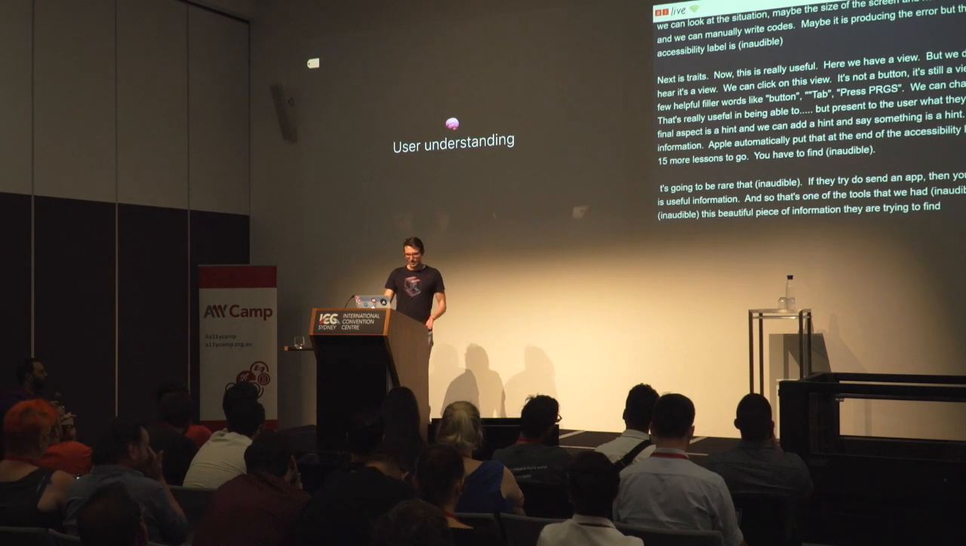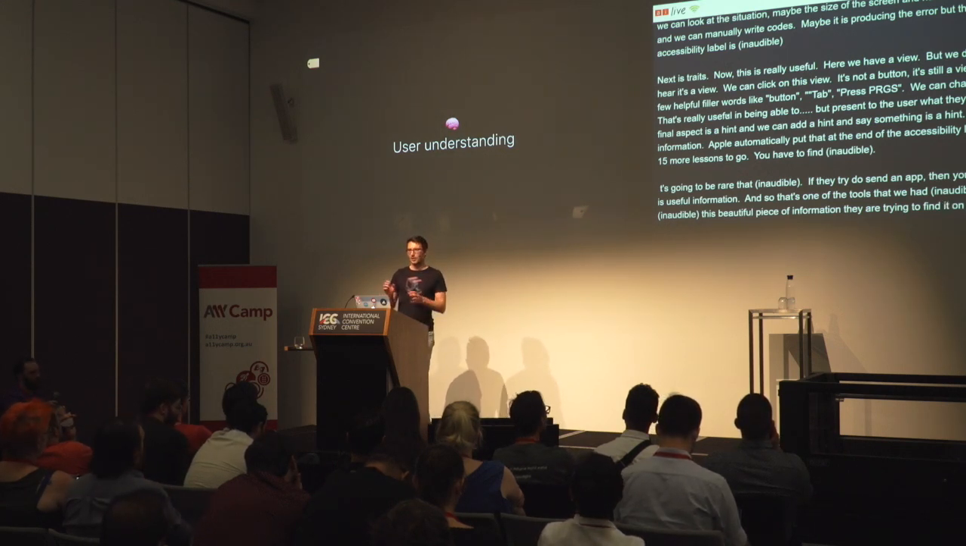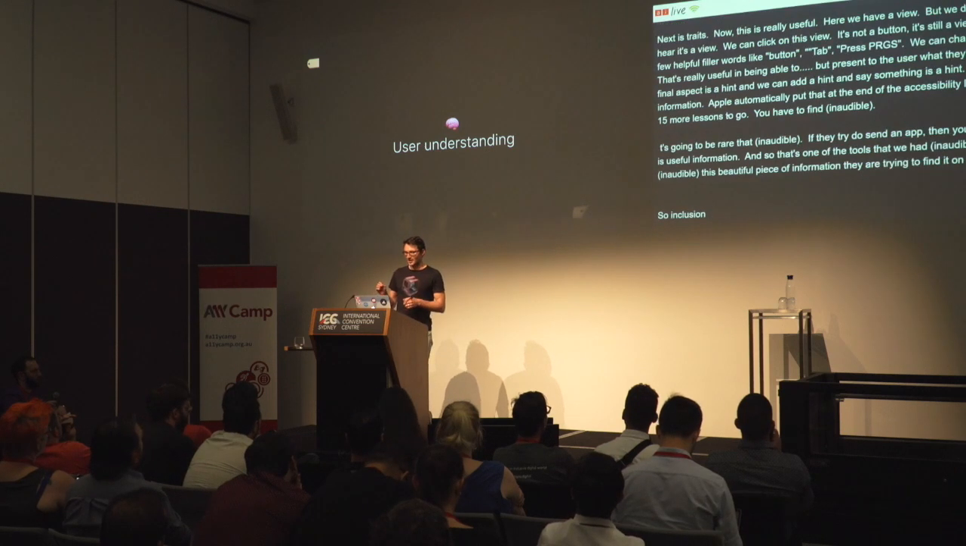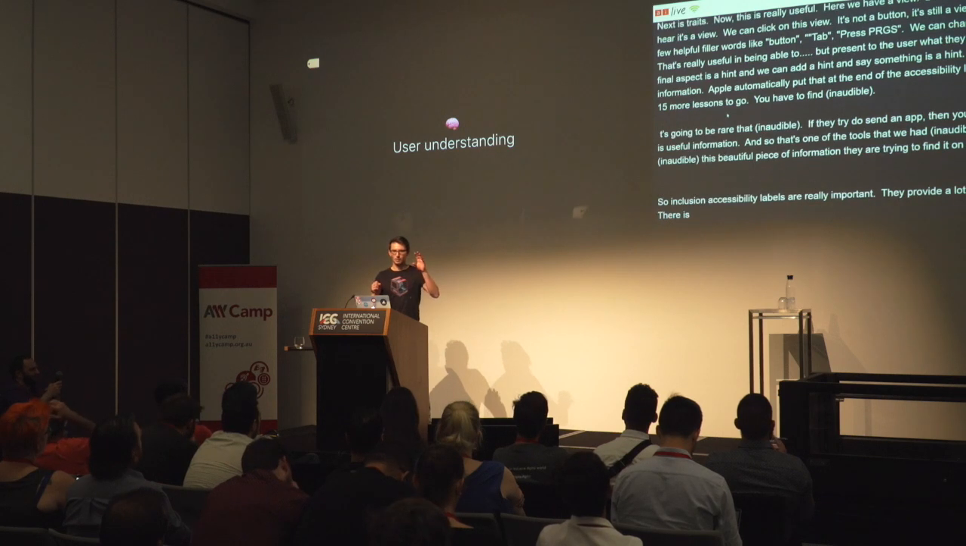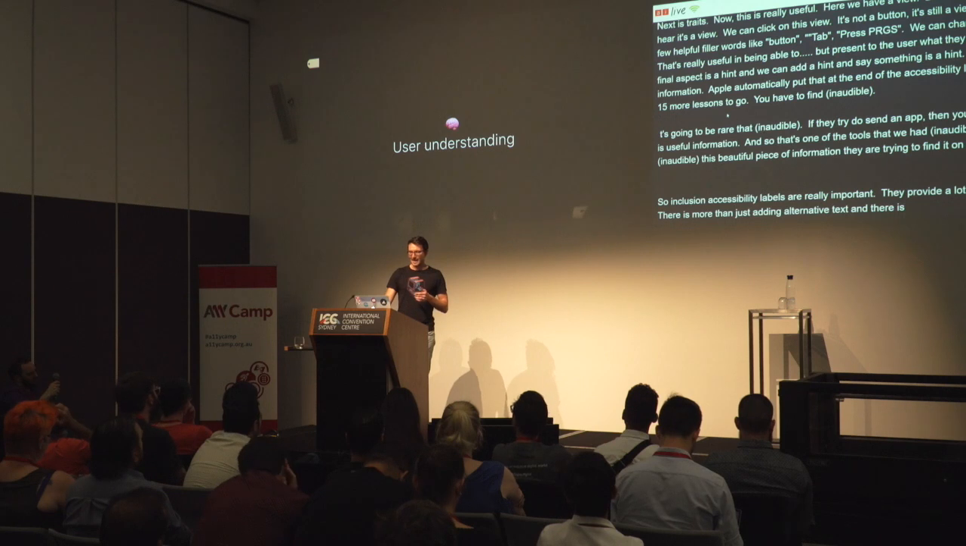So, in conclusion, accessibility labels are really important, and they provide a lot of information to the users. There's more than just adding alternative text, and there's more than just taking what text you've put in there and reading it out to the user. We need to think about how the information fits together and then add further information around this.